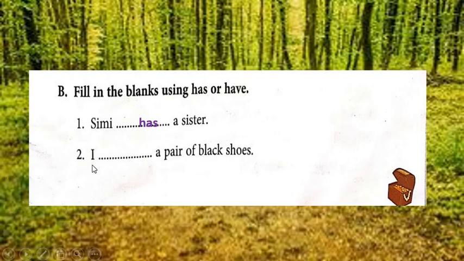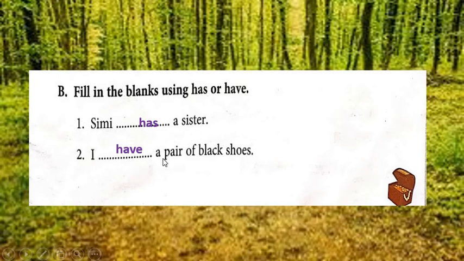Number two: I, blank, a pair of black shoes. Number two is I. What will come? I have a pair of black shoes. Understood, children?